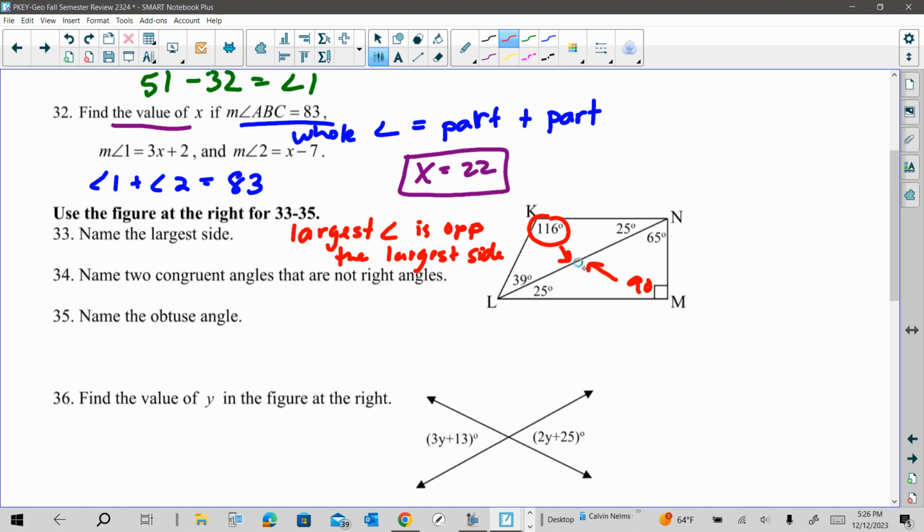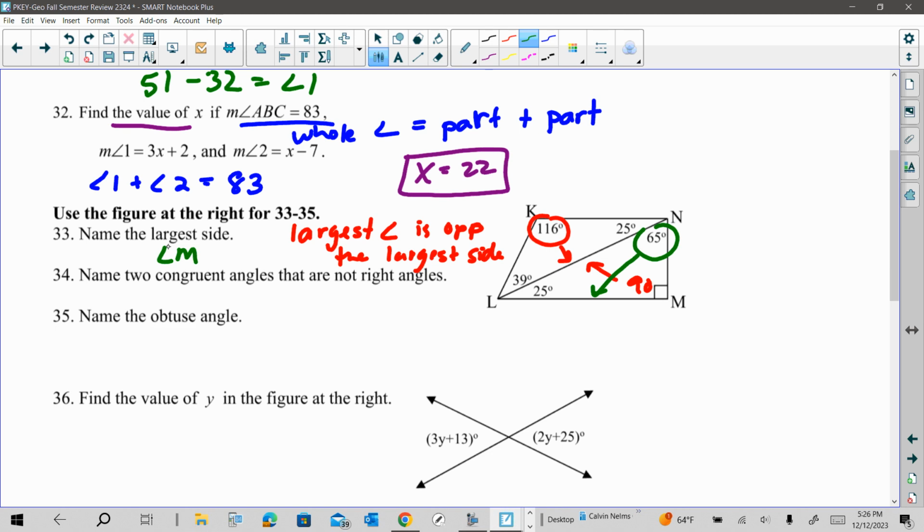So I can't use that, and also I can't use it because we have two different angle measures here. So we're not going to use that one. We're going to go to the next largest angle. I'm hoping y'all can realize that. So the next largest would be the 65. And then if I look opposite, that means the largest side is our LM.